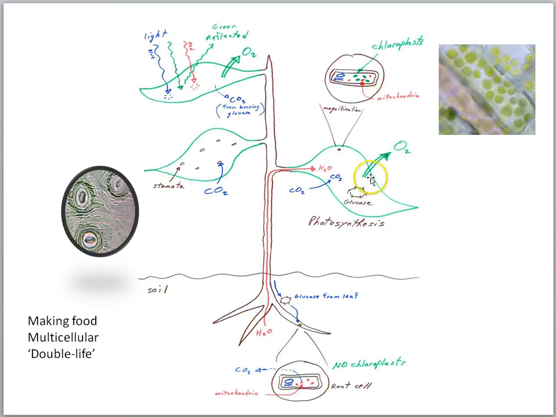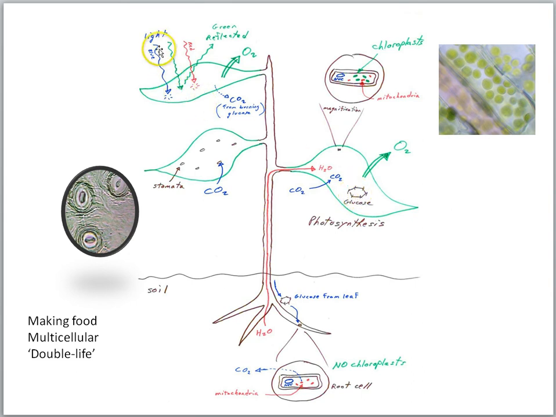Now this happens within leaf cells, and specifically in the green discs of the leaf cells called chloroplasts. Here we see them in the picture here. So photosynthesis is chemistry that is producing glucose, and we can think of this as food for the plant. The plant is converting solar energy into this chemical energy in the form of glucose.